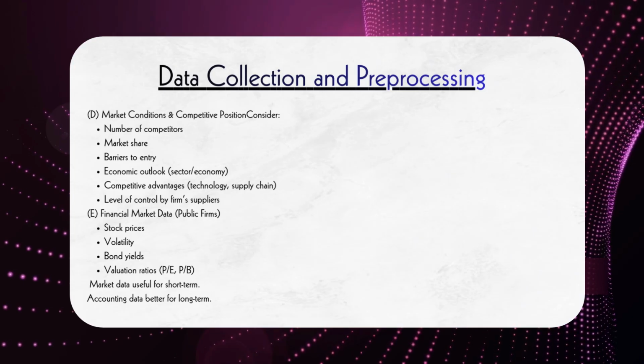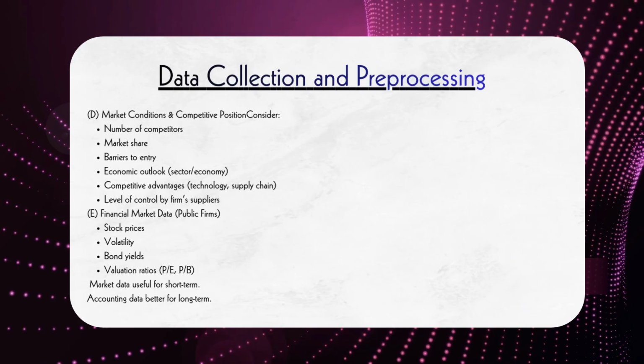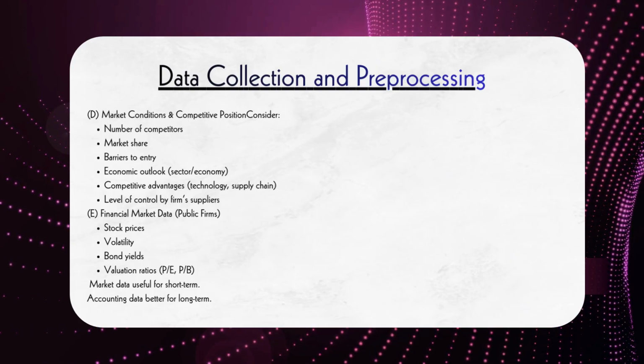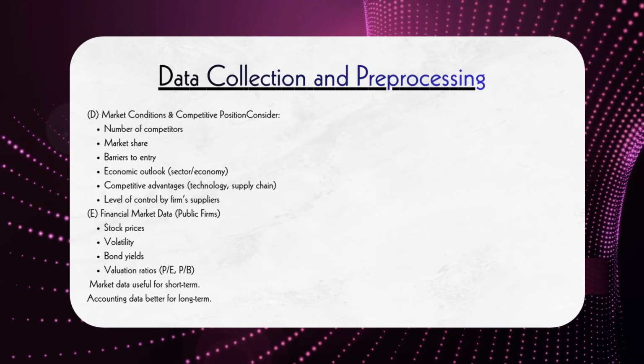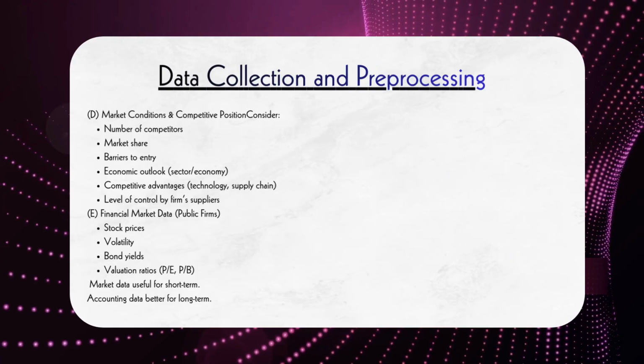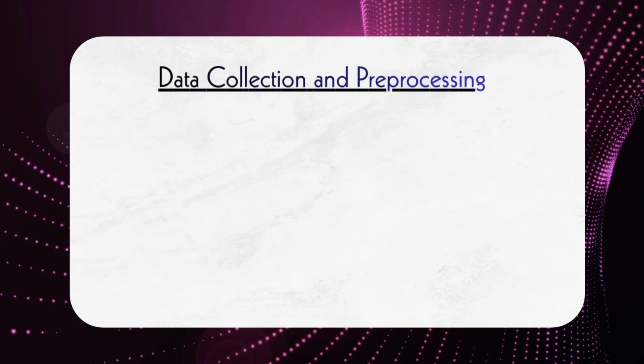Financial market data is also useful, especially for publicly traded firms. This includes stock prices, volatility, bond yields, and valuation ratios like price to earnings and price to book. Market data is generally more useful for short-term analysis, while accounting data is better for long-term assessment.